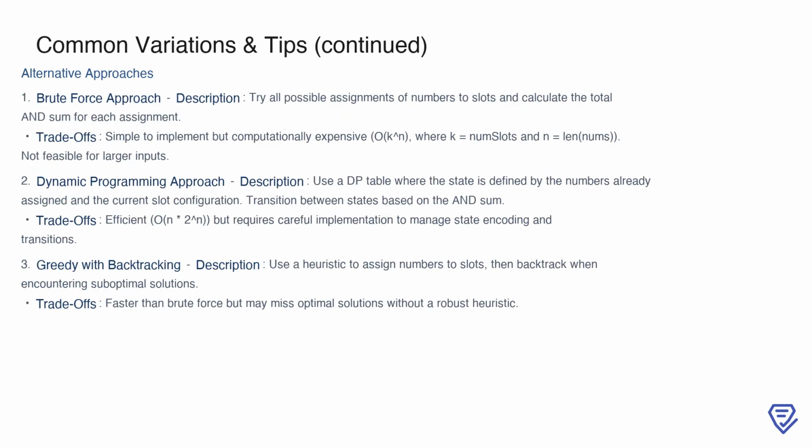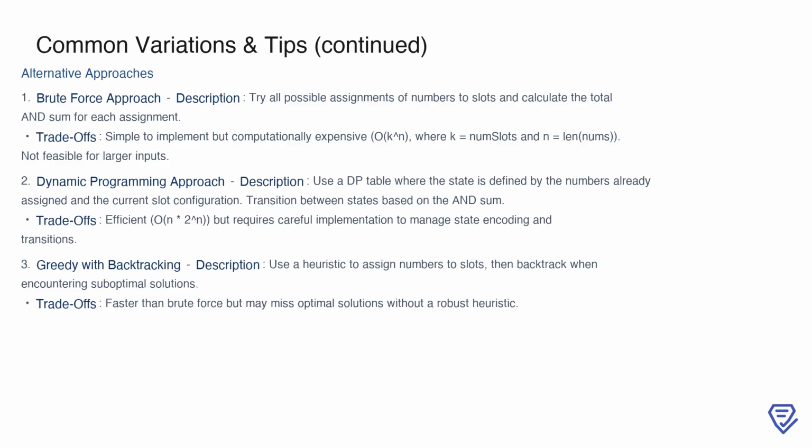Let's wrap up by exploring some alternative approaches to solving this problem. The brute force approach involves trying all possible assignments of numbers to slots and calculating the total AND sum for each configuration. While this method is simple to implement, it's computationally expensive, with a time complexity of k^n, where k is the number of slots and n is the number of numbers in the array. This makes it impractical for larger inputs.